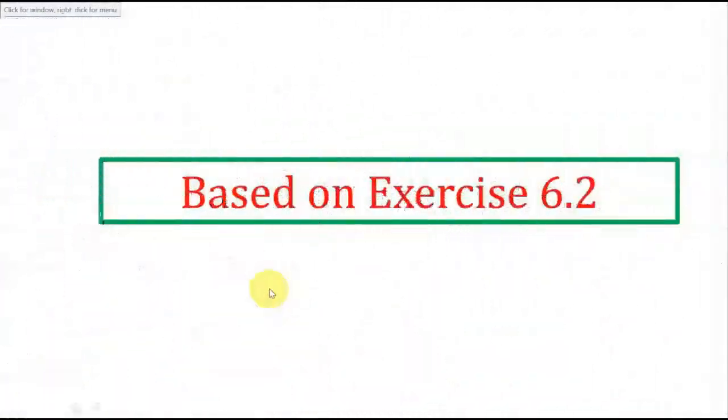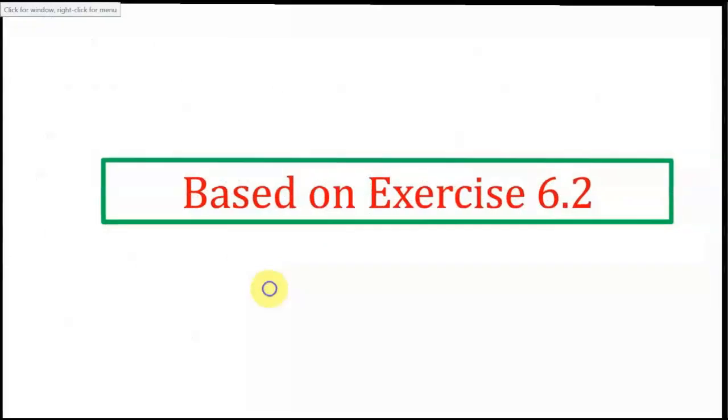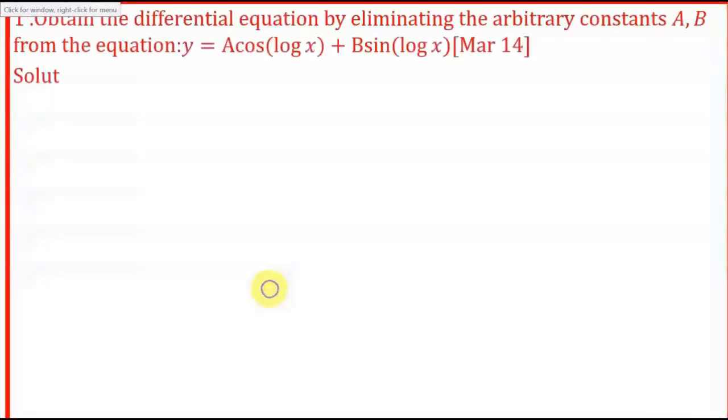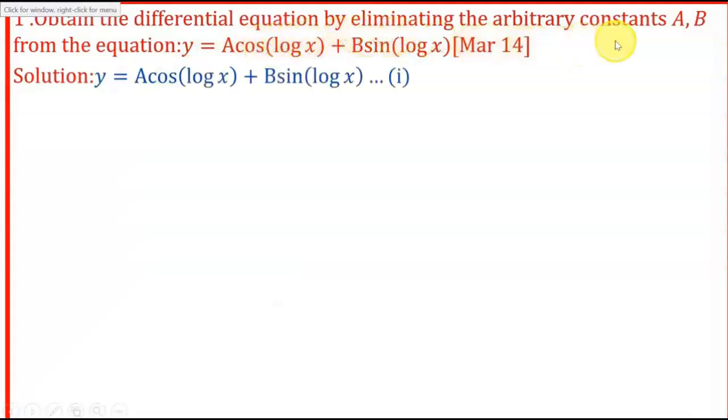Now next, questions based on exercise 6.2. Okay. Now here the first question. Obtain the differential equation by eliminating the arbitrary constants a, b from the equation y is equal to a cos of log x plus b sin of log x. Okay. Now here there are two arbitrary constants a and b. Therefore, we must differentiate this two times. Now first, y is equal to a cos log x plus b sin of log x.